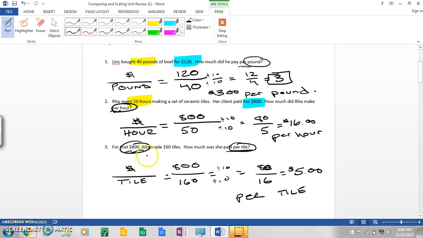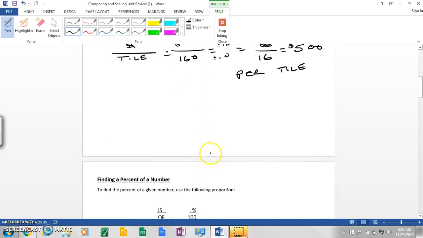Okay. If at any point you need to slow this down, feel free to press the pause button and copy down anything that you need to. Okay, let's move on.